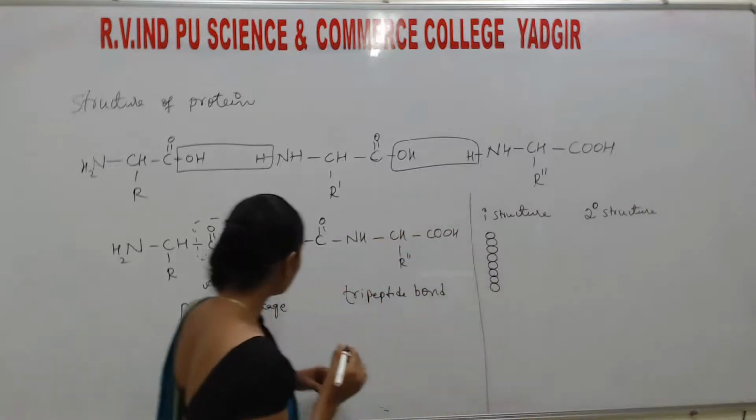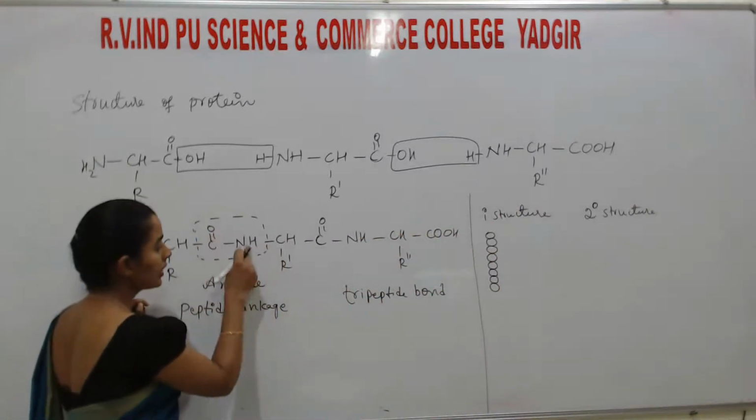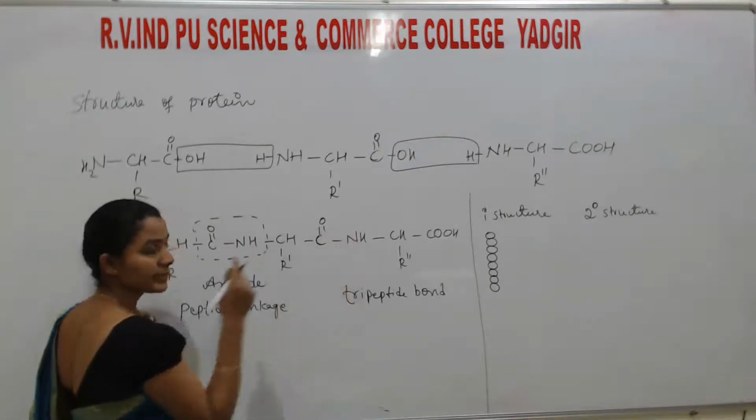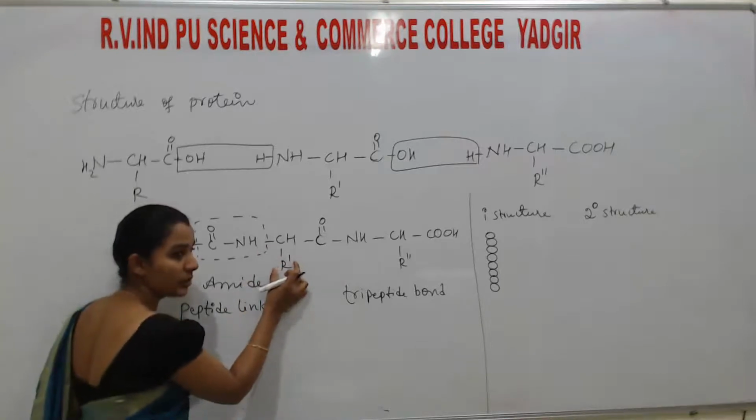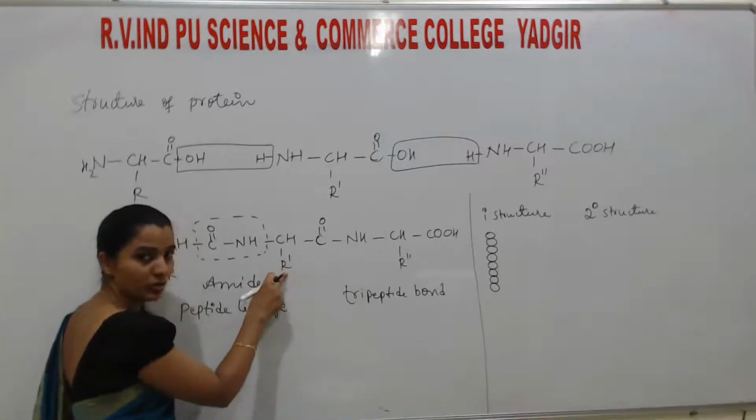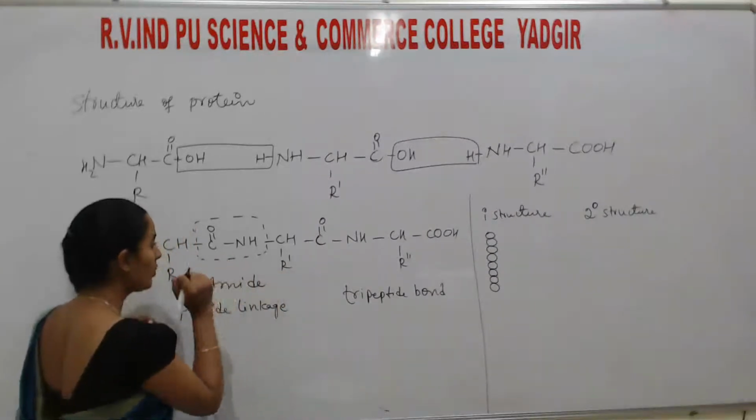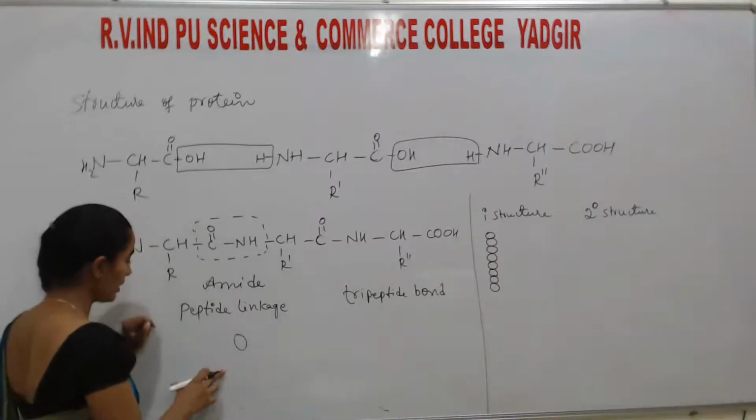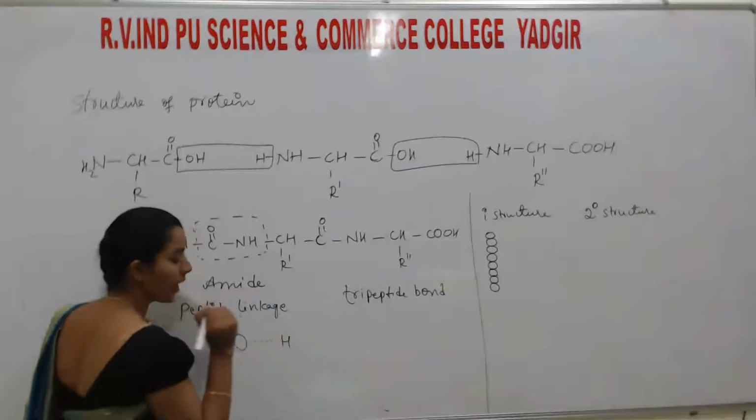Secondary structure means, listen, here a CO group is there, here an NH group is there. Here also a CO group is there, here also an NH group is there. At the same time, there may be a possibility of presence of extra NH2 and extra COOH group here. Correct? So then what happens? Students, if any extra highly electronegative atom is there, hydrogen is there, then they form a hydrogen bond.